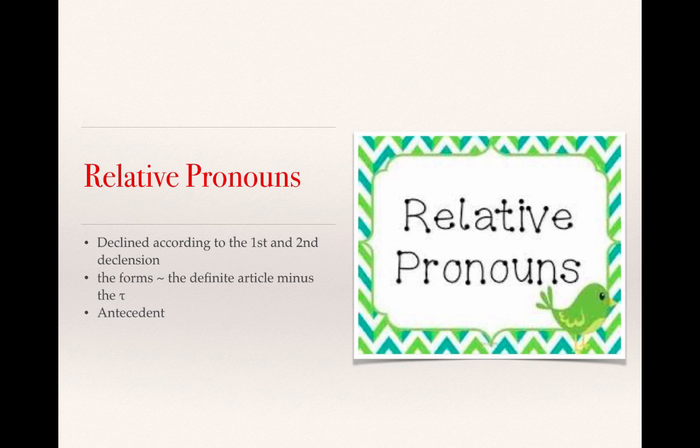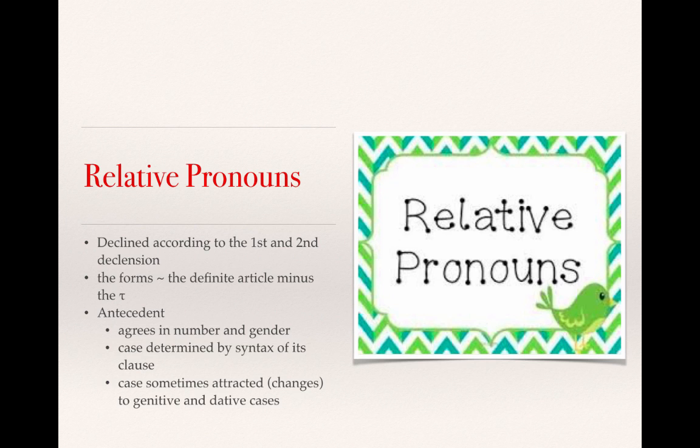So relative pronouns are going to agree in number and gender with their antecedent. However, they will not necessarily agree with their antecedent in case, because case will be determined by the syntax of its clause or by its place in that special clause. And another general warning is that sometimes that rule that I just gave you has some exceptions, because sometimes the case can be attracted. That means it changes to a genitive or a dative case, even though grammatically it might be supposed to take a different case, maybe the accusative case, for example.